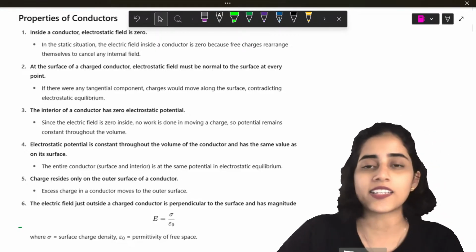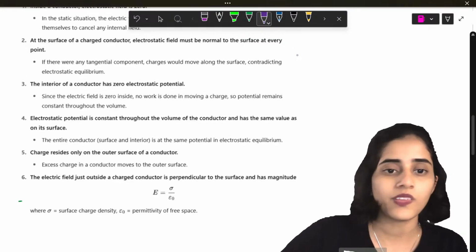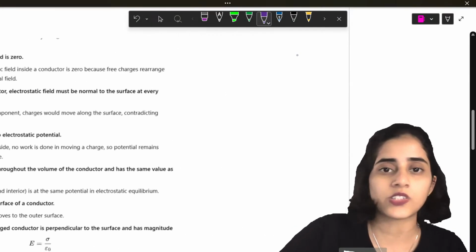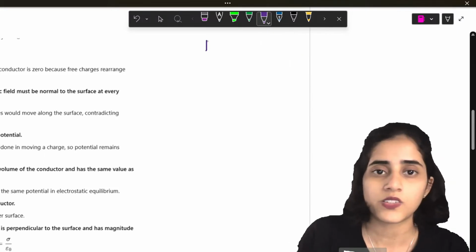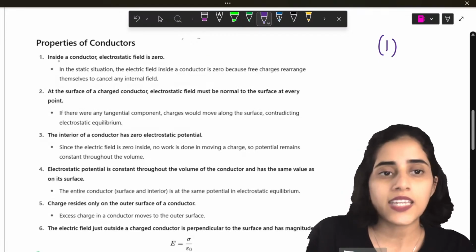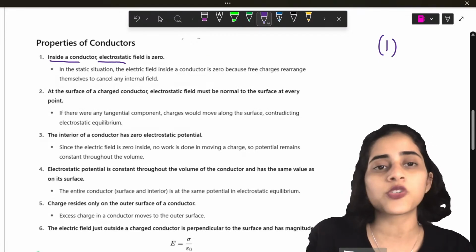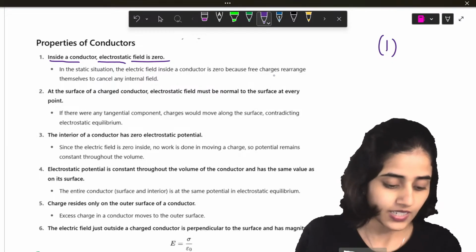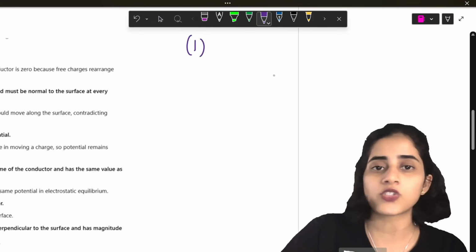Okay, so let's look at each of the properties. So, number one, what is the first property? Inside a conductor, electrostatic field is zero. Okay, so that's the first property. Inside a conductor, electrostatic field is zero.